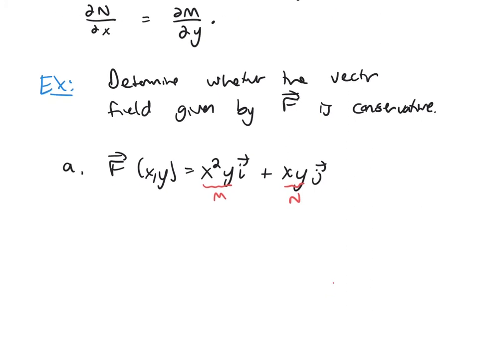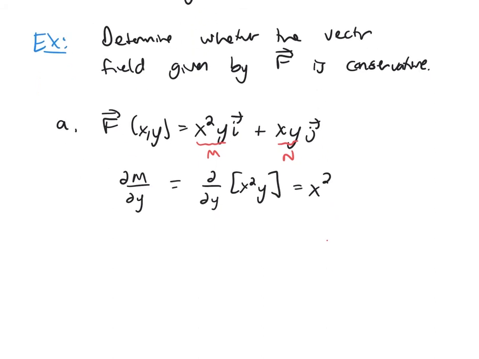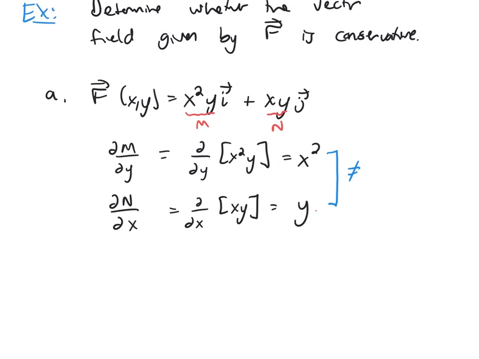So you're going to take the partial of m with respect to y. That would be the partial derivative of x squared y, which is x squared. And then take the partial of n with respect to x. If I take the partial derivative with respect to x, I just get y. And if I compare these two things right here, they're not equal, so F is not conservative.